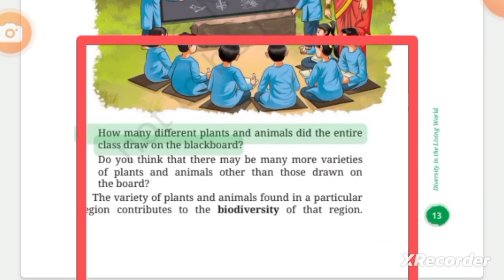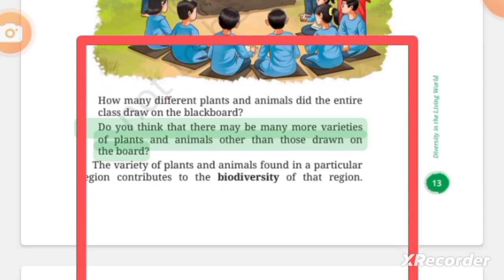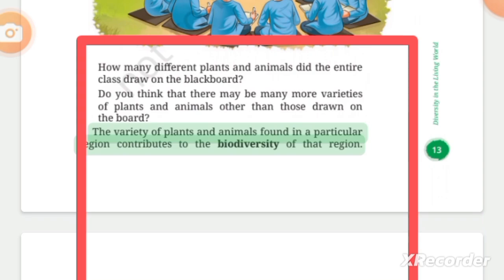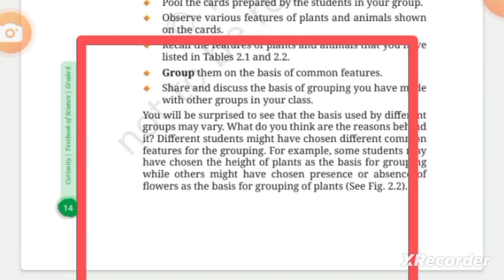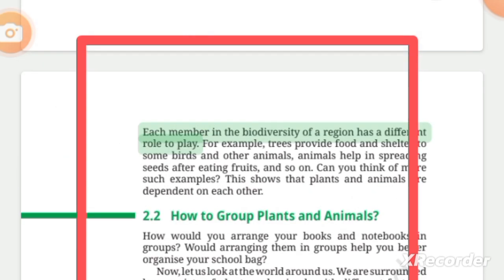How many different plants and animals did the entire class draw on the blackboard? Do you think that there may be many more varieties of plants and animals other than those drawn on the board? The variety of plants and animals found in a particular region contributes to the biodiversity of that region. Each member in the biodiversity of a region has a different role to play.